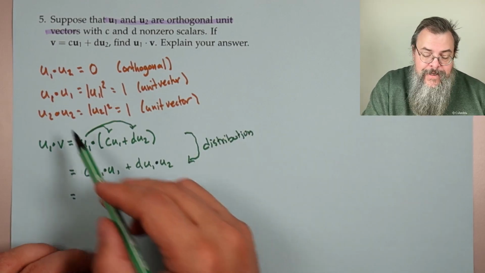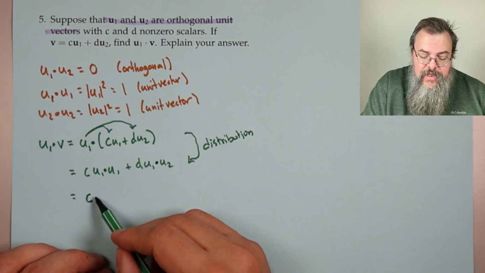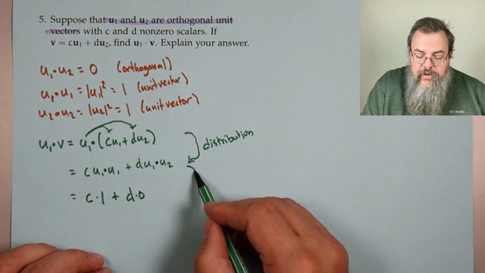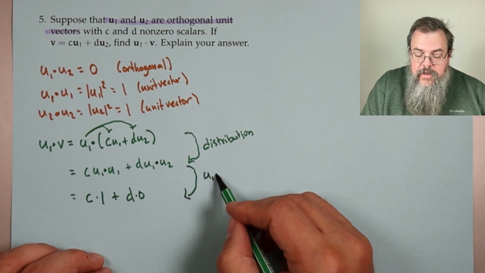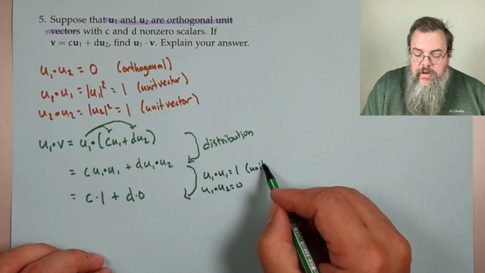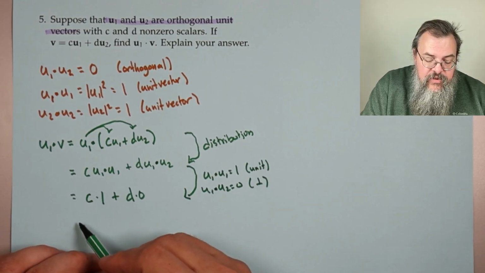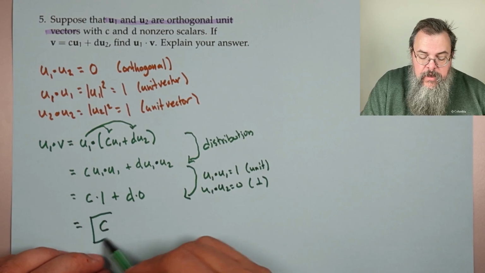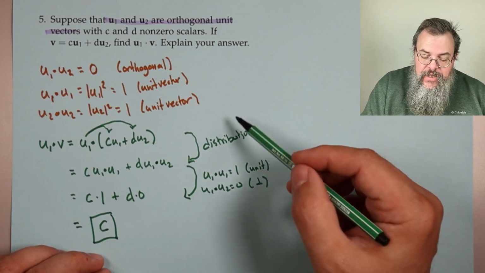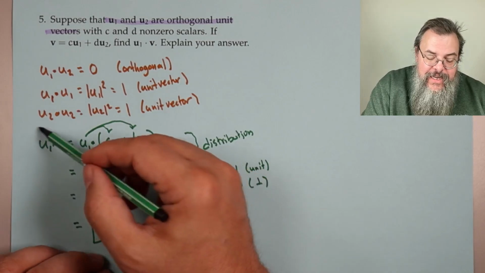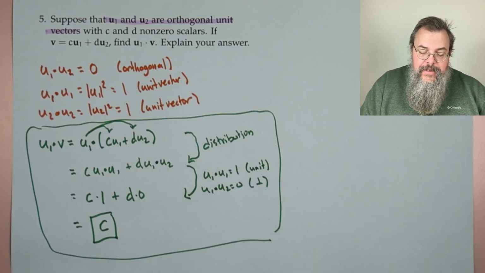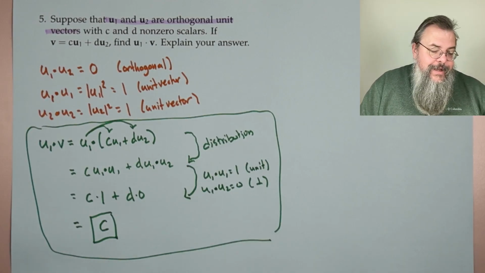Now, U1 dot U1 is 1 because it's a unit vector. So this is C times 1. And then U1 dot U2 is 0 because of orthogonality. And D times 0. So this right here follows from U1 dot U1 equals 1, U1 dot U2 equals 0. And again, we could just say unit and perpendicular. And then C times 1 plus D times 0 is C. Oh, say, can you see? So the answer is C. What's the explanation? It's this right here. So the explanation is actually this whole computation where we explained what tools we're using. And there you go.